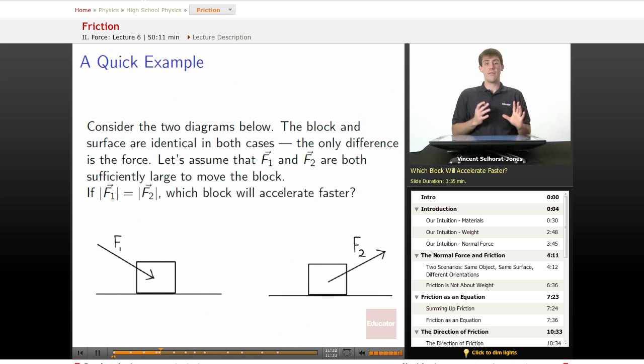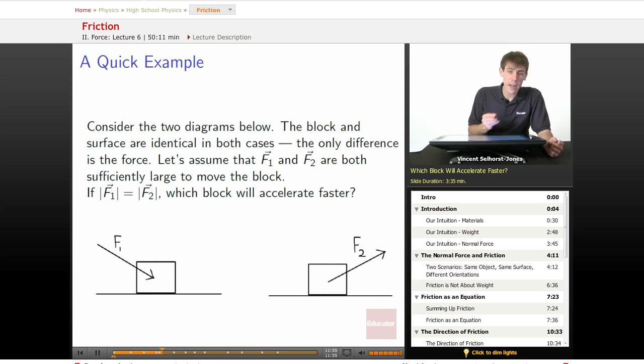So let's assume that F1 and F2 are both big enough to move the block, but also that F1 and F2 are equal to one another in terms of the magnitude. They're the same number of newtons. We don't know what they are, but we don't really have to care about that right now because we're just thinking in a general case. So, if F1 and F2 have different orientations but the same magnitude, which block will accelerate faster?